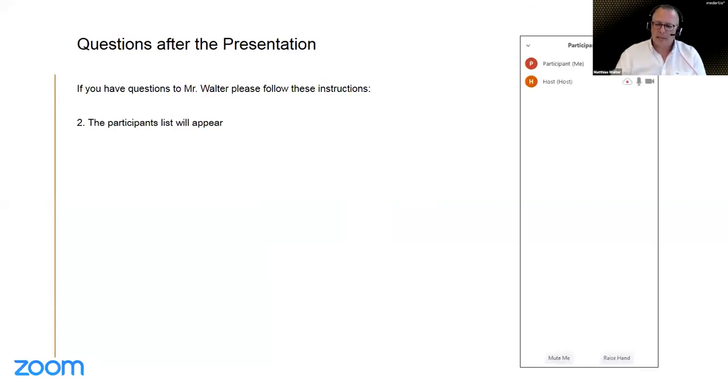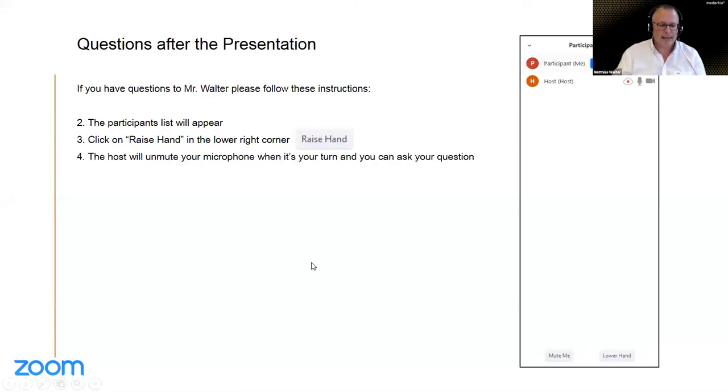Then the participants list will appear, and now you have the option to either click the button to raise your hand. There's a raise hand button, or maybe a little hand that you can click onto that turns blue. And this will then tell Alex.